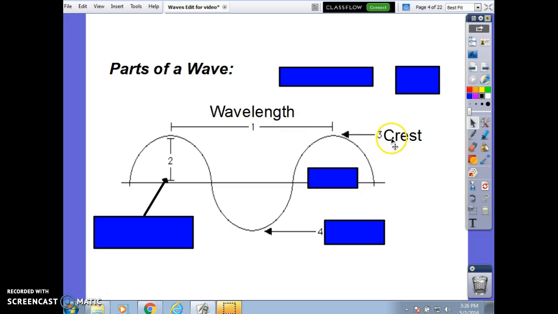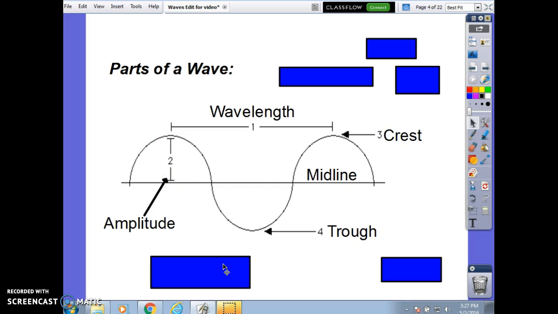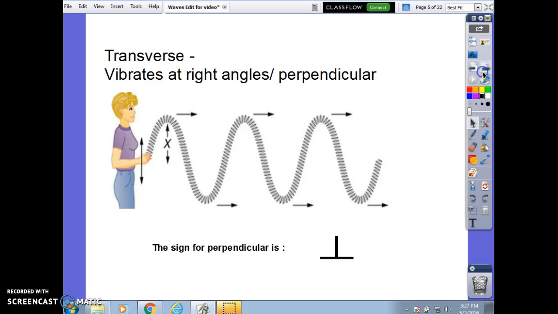We also have, like I mentioned, our crest, which is the top, and this line down the middle, which we call our midline. And down here at the bottom, we have the bottom of our wave, which we call the trough. Now, what do we call what number 2 represents? It's like the height of the wave. Well, that's our amplitude. Have you ever heard of an amplifier? It increases the height of a wave. So label all these parts on your diagram and be sure to commit those to memory.